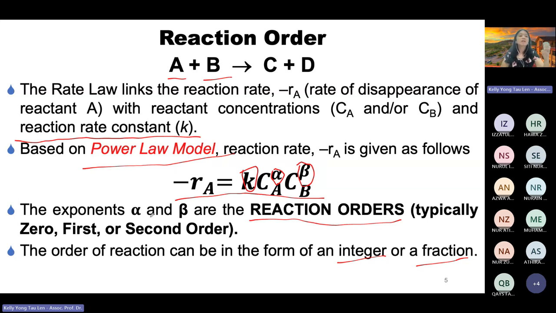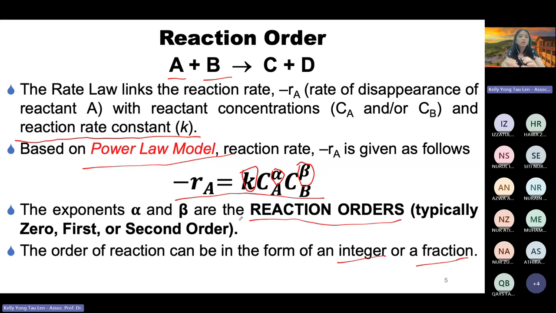Because previously in chapter 2, the value of X, the value of minus RA was given. So you have no idea how the value of minus RA could be obtained. So today in chapter 3 we learn how to get minus RA. So the minus RA is based on the power law model. So the power law model says minus RA equals K, the reaction rate constant, times the concentration of reactant, CA power alpha, where alpha is the reaction order for A, CB power beta, where beta is the reaction order of B.